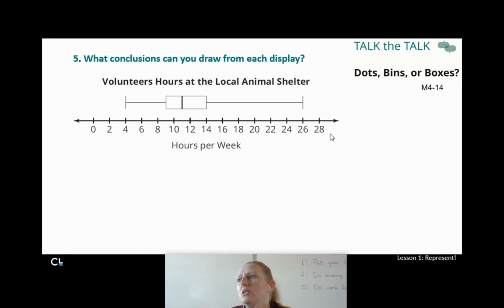What conclusions can we draw from this display? My box and whisker plot. Volunteer hours at the local animal shelter.